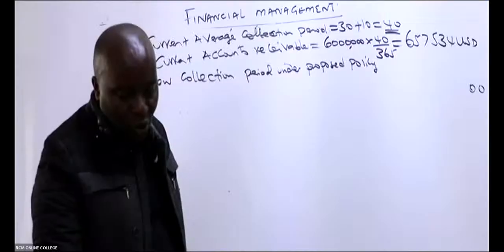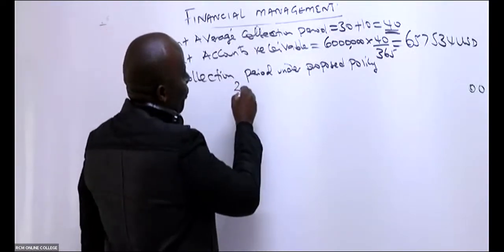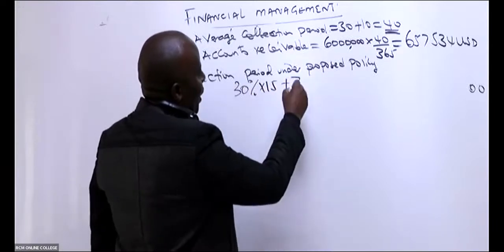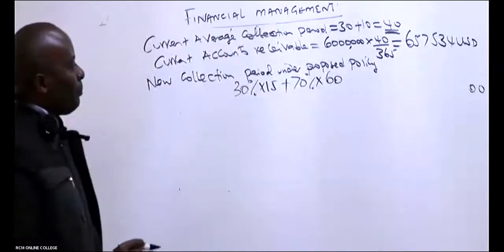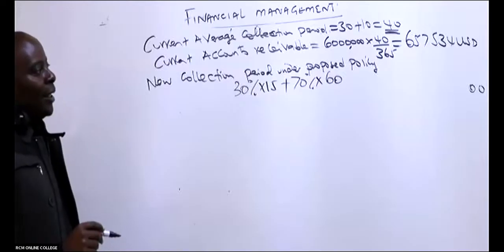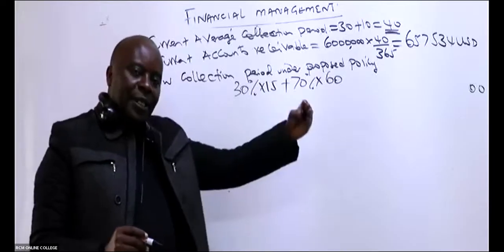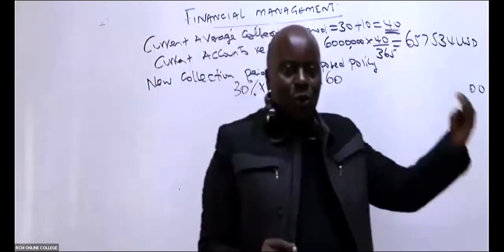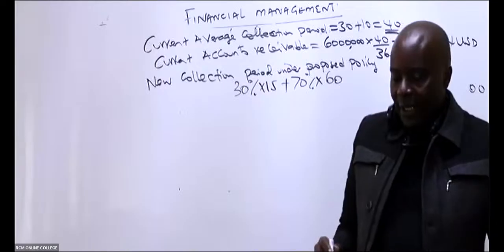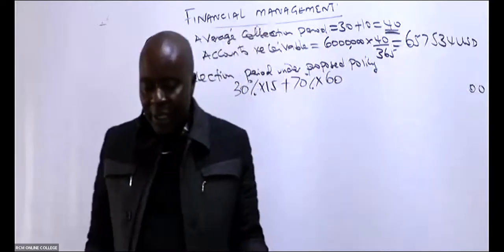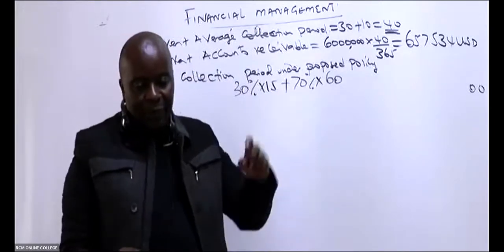Because of this incentivization, we are told that 30% of the customers pay within 15 days, and then 70% will now pay within 60 days. So then we have the new collection period under the proposed policy. Because 30% are going to adhere to this rule and pay within 15 days, but the other 70% will pay in 60 days. So can somebody give me this number?